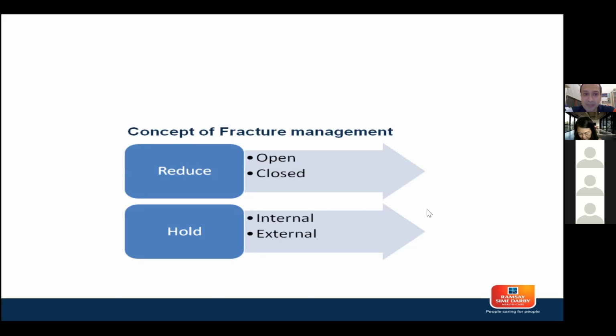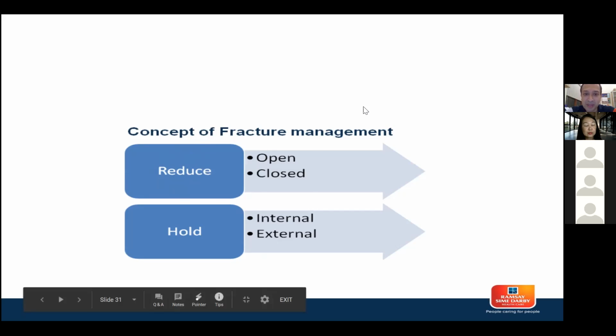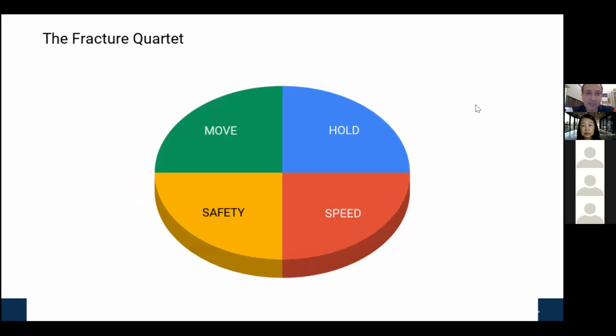So the concept is the same. You always reduce. You can reduce either open or closed. You always hold, either internal or external fixation. Okay, so that is as basic as it gets for fracture management.